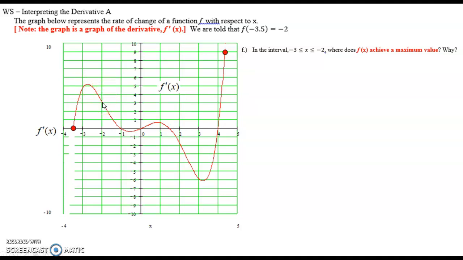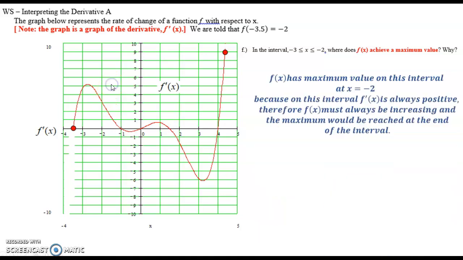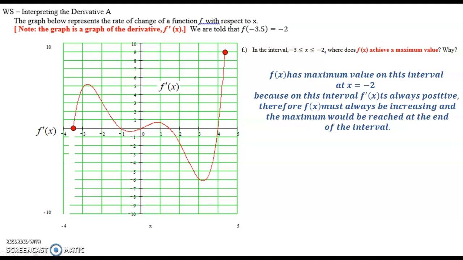Where is the maximum value of f? Now remember, we're looking at f prime, not f. F prime reaches a maximum right there, but that's not the question. The question says, where does f reach a maximum? Well, if you look at this function, the derivative function from -3 to -2, notice in this interval, the derivative curve is above the x-axis. It has all positive values there, which is telling me that f has positive derivatives from -3 to -2. Therefore, f is increasing over that entire time.